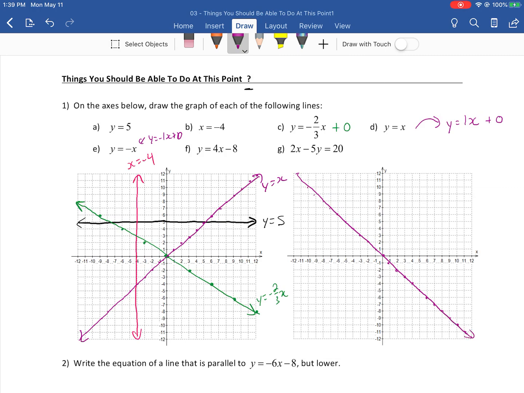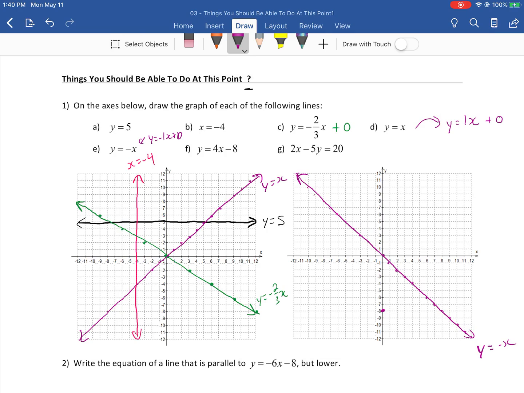Again, I intend to put 3 lines on this grid, so I'm going to label these carefully. There's y equals -x. Next one, y equals 4x minus 8.